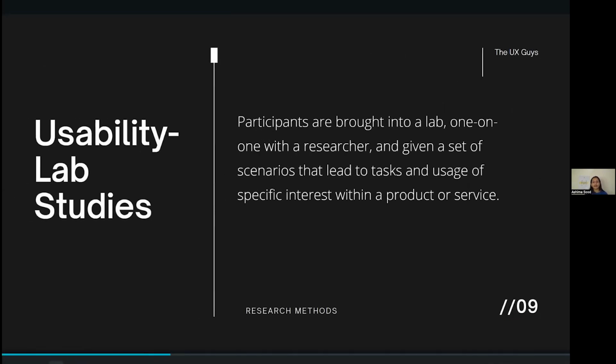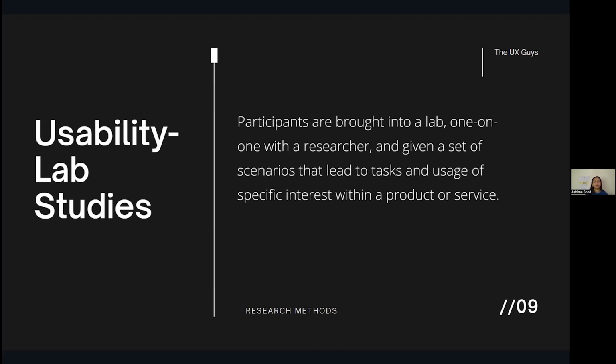So here we have usability lab studies where participants are brought into a lab, and it's mostly one-on-one with a researcher. Sometimes there's more researchers and fewer participants, and they're given a set of scenarios that lead to tasks and usage of specific interests within the product or service. So this is a very specific task that they're given. So if in the entire product, you just want to talk about, let's say, onboarding, that's the specific task that they're given, and the user is either observed or there's parameters that are predetermined before this user comes in.